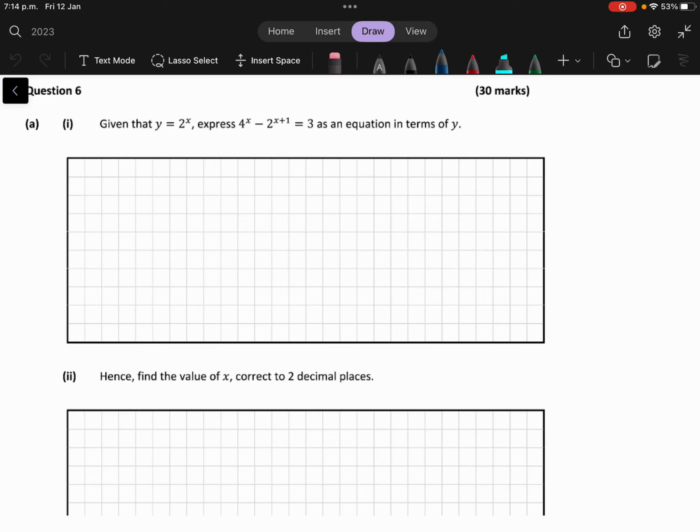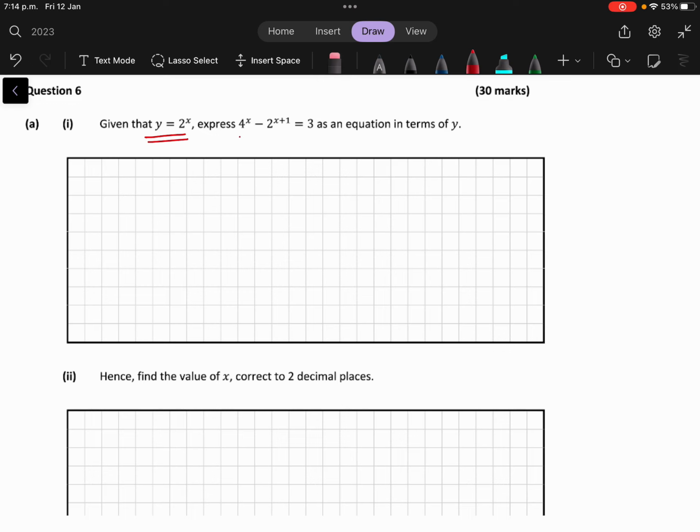Let's learn how we'll work on the exponents questions, which is as shown in the picture. In this question, they have been very generous and given you that y is equal to 2 to the power of x. Usually they don't give it. In some cases they will.